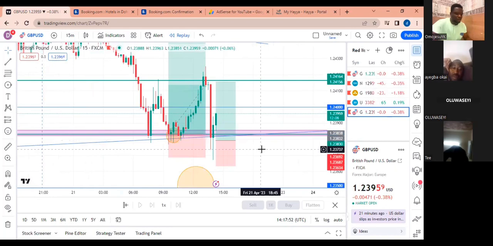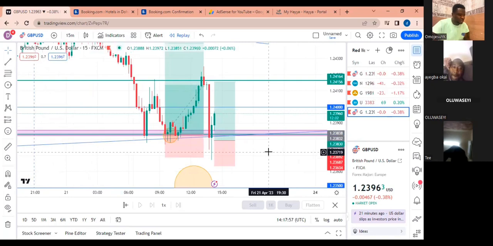2, 3, 6, 4. Yes, I'm buying this. I'm in it already with one leg, in profit just now. I'm in profit now. Yes, so I'm buying, in profit on my two accounts.